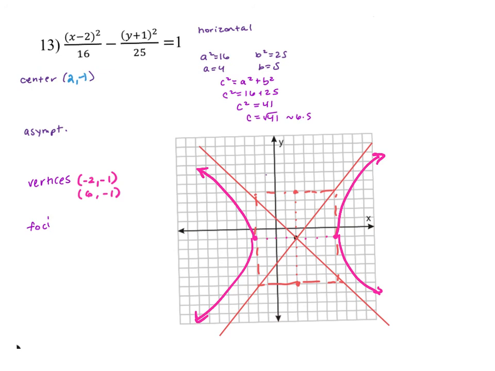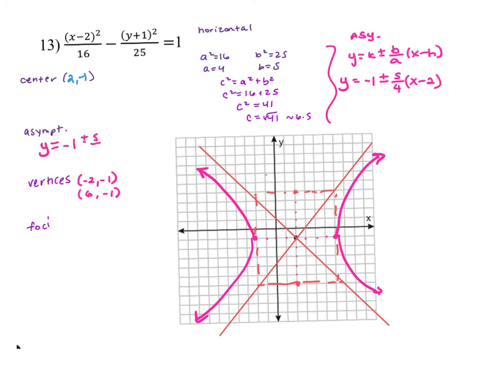My asymptotes, because this is a horizontal one, would be y equals k plus and minus b over a times (x minus h). So y would equal -1 plus and minus, my b is 5, my a is 4, (x minus 2). So my asymptotes are y equals -1 plus and minus 5/4 (x minus 2). And you could leave it just like that, okay? If it was a b over a that could be simplified, obviously you need to do that, but you don't need to separate these out into two. You can give it to me as plus and minus.